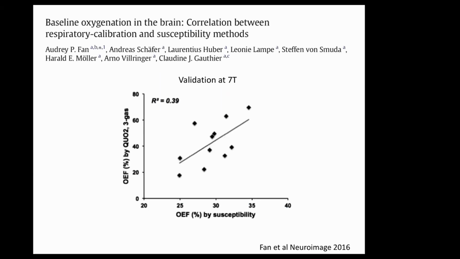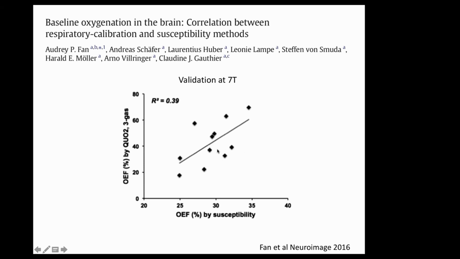Now, validation of these methods is always tough. None of us really wants to go and do a PET study for various reasons. Audrey Fan and Claudine Gauthier published a nice study a few years ago where they did a validation at 7T, so a comparison of gas calibrated approaches with a susceptibility based approach to oxygen extraction fraction measurements. So we have a clear correlation here between the two techniques.